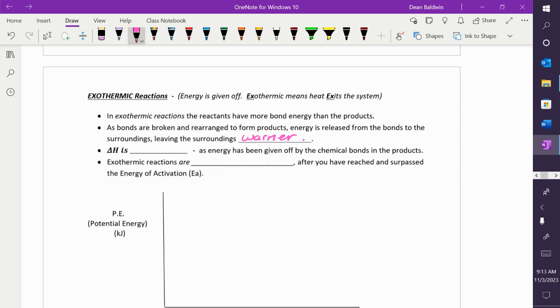If delta H is positive in an endothermic reaction, what's it going to be in an exothermic reaction? Negative. And we'll see that in the diagram. And we say that exothermic reactions are spontaneous, because once you get over the energy hump, that energy is enough to activate and keep the reaction going.